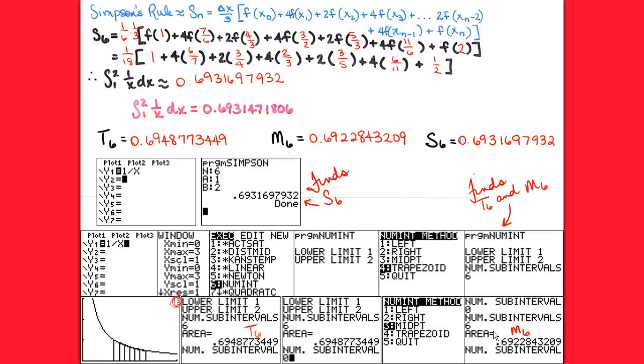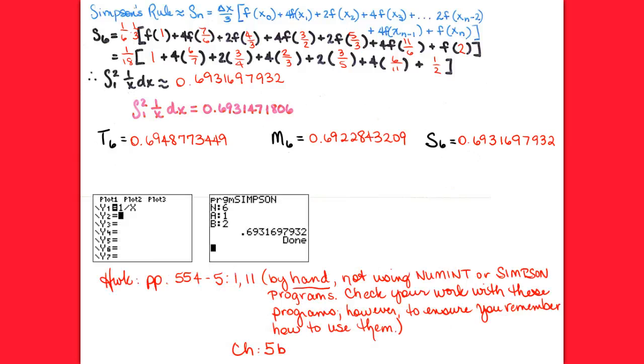So I just wanted to go back through that with you to make sure that you remembered how to use those tools. Now, for our homework tonight, we're only doing 2 of these. I know they're time consuming. We are doing these by hand. We are not using Simpsons or NumInt. We're doing them by hand. But please check your work with those programs. I need to make sure that you remember how to use NumInt and you understand how to use Simpsons so that we can utilize those. Okay?